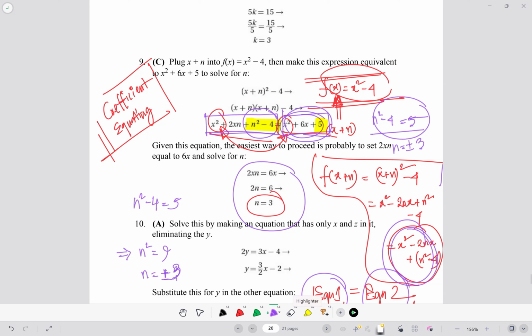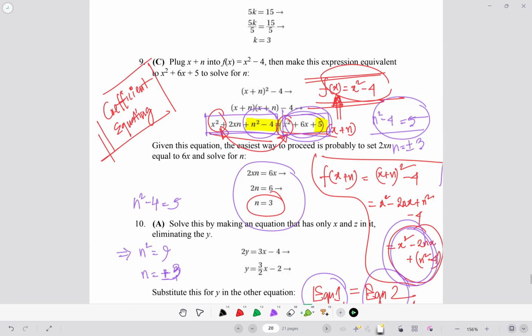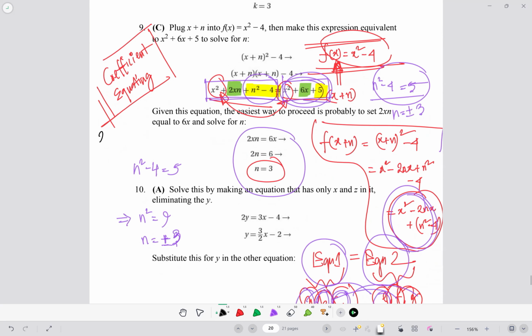And if you're not interested in thinking about the last term, you can also think about it this way. The green highlighted term, just as an example: 2xn equals 6x. x and x are cancelled. So now n becomes 6 divided by 2, which is 3. Okay, I also get it.